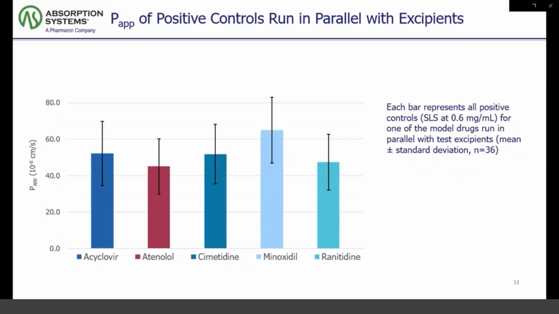The positive control, which was 0.6 mg per mL SLS, always produced a robust increase in the permeation of all of the model drugs. So look at the magnitude of the PAP values here, between 40 and 60 or so, compared with the negative controls, where the class 3 drugs had PAP values less than 1 and minoxidil was 9. So the PAP is much higher in the positive controls, and you also lose the discrimination between the class 3 drugs and the class 1 drug minoxidil.